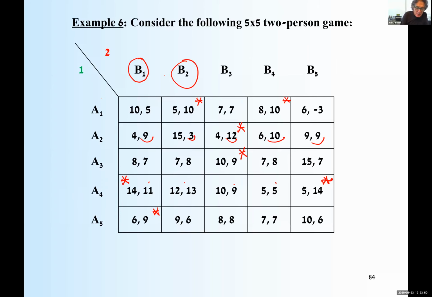If you play B2, the best for me, 5, 15, 7, 12, 9: 15 is the best. If you play B3, 7, 4, 10, 10, 8: both 10s. If you play B4, 8, 6, 7, 5, 7: 8. If you play B5, I compare 6, 9, 15, 5, 10: the maximum is 15. Now I look for a square or cell, if you like, where I have 2 stars, this and this. I claim this must be an equilibrium; each one of them must be an equilibrium point. Why? Because to get to, let's say, A1, I have to play A1 and you have to play B4.